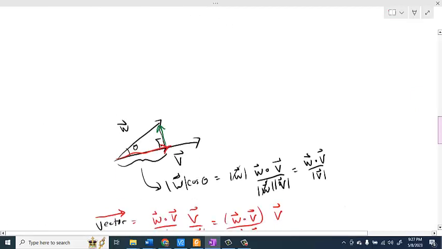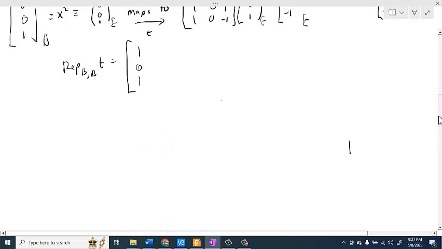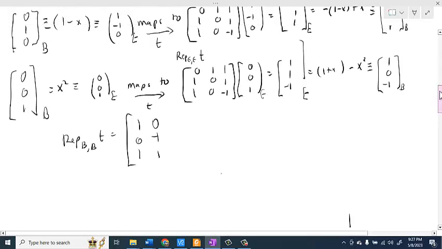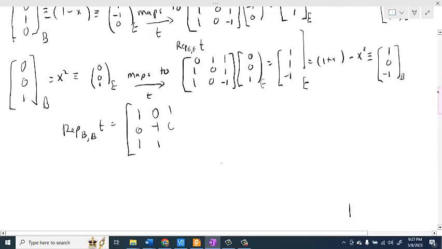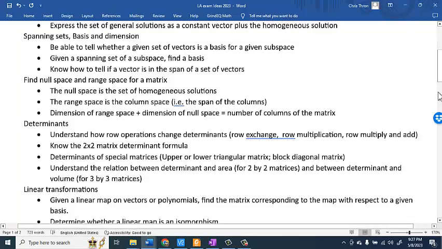Let's go back and find it. Okay, and the third one should be right here, 1, 0, minus 1. Okay, so express the matrix in an alternative basis. Okay, let's see what else we have here.